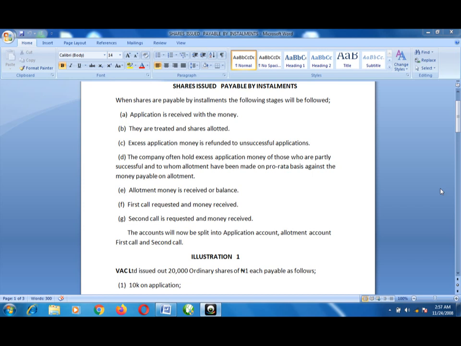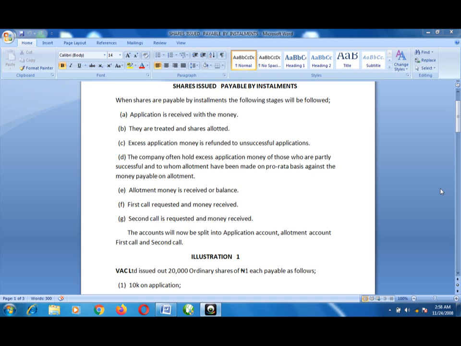We have installmental payment of shares. When the shares are payable by installment, the following stages must be followed. One, application is received with the money. Number two, they are treated and shares allotted. That is, whenever they tender the application, the next process is that they will allocate the number of shares to the successful shareholders.